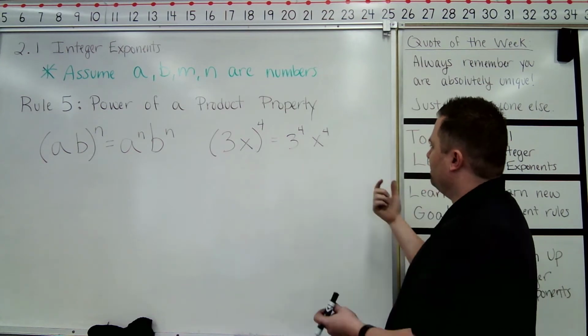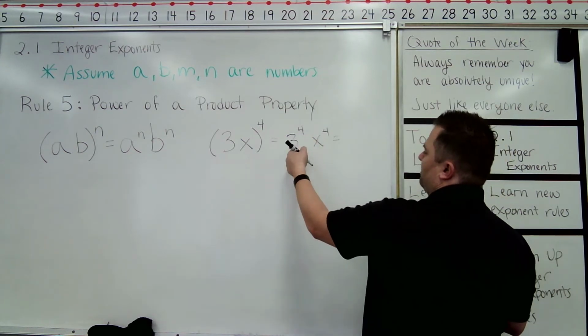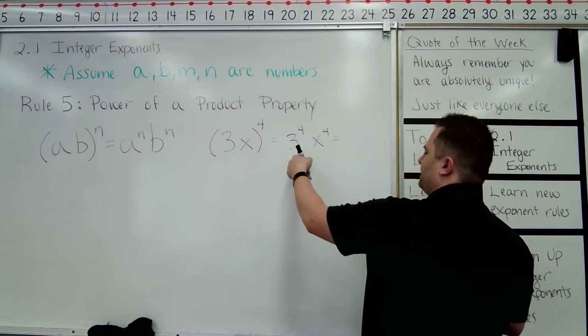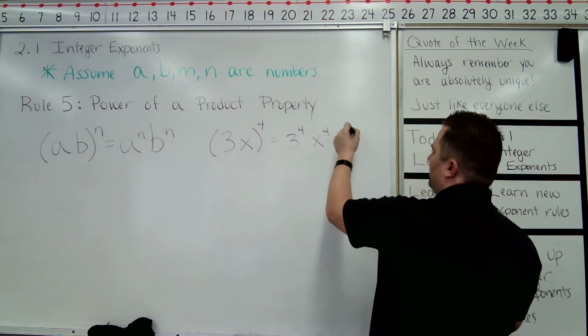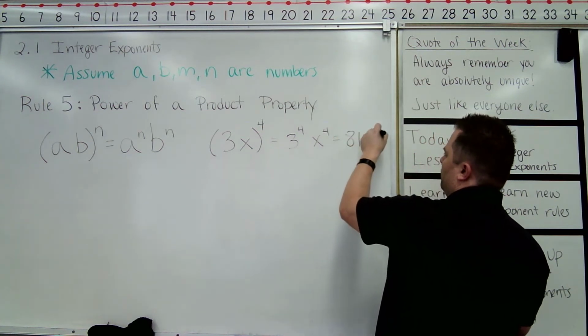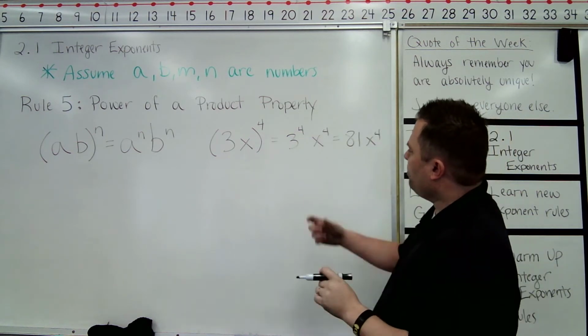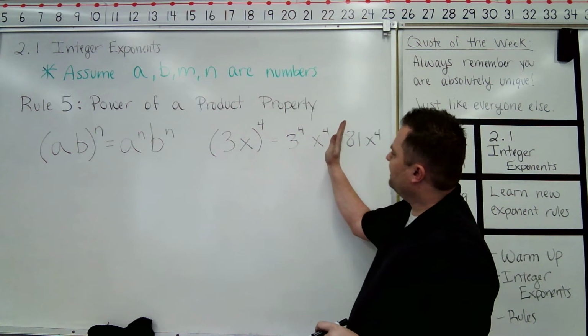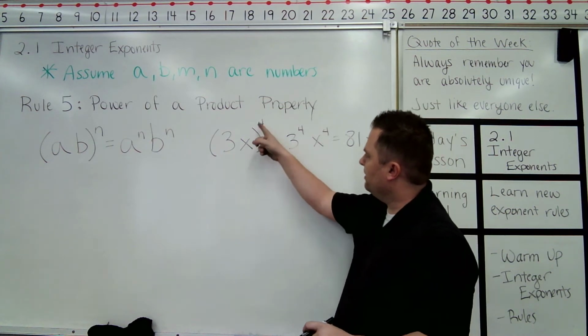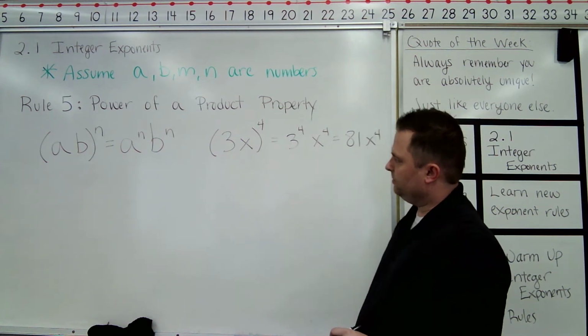If you wanted to see what this actually was, say you did solve it, 3 times 3 is 9, times 3 is 27, times the fourth 3 is 81. This would be 81x to the fourth. But how do we get to this? What exactly allows this to turn into this?